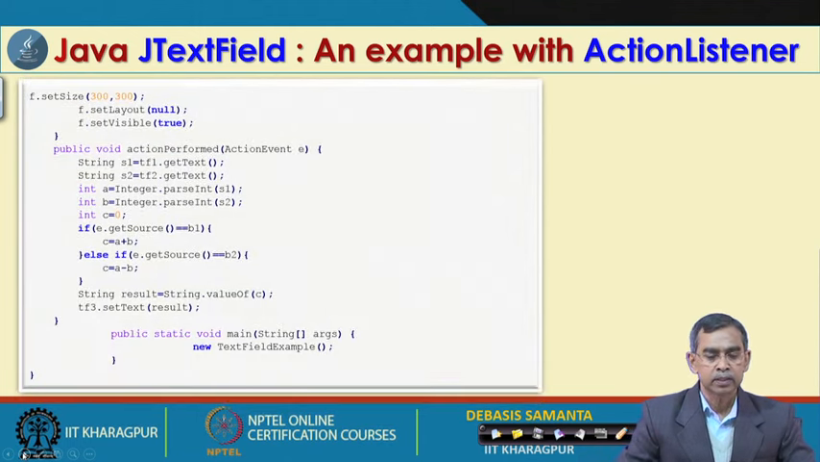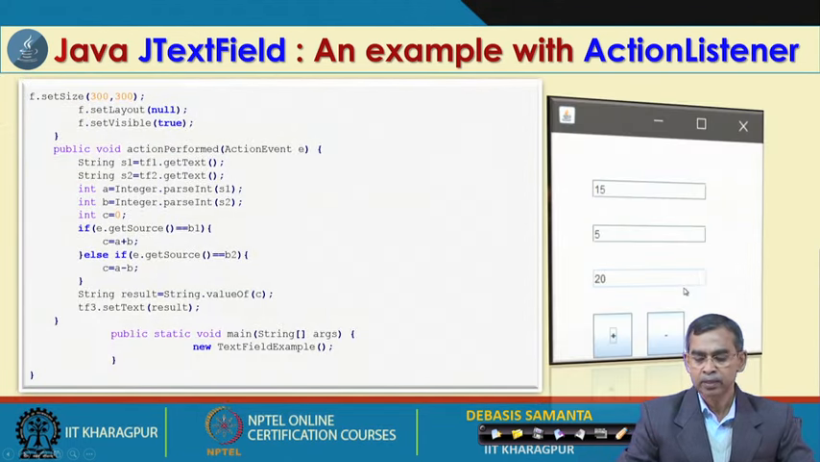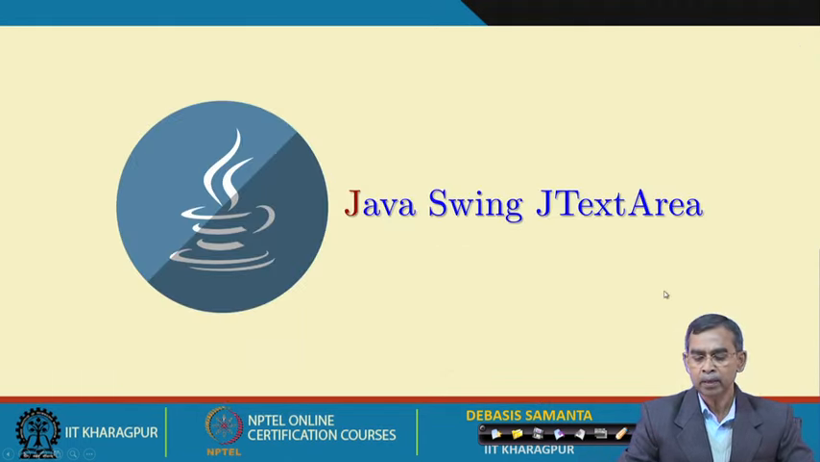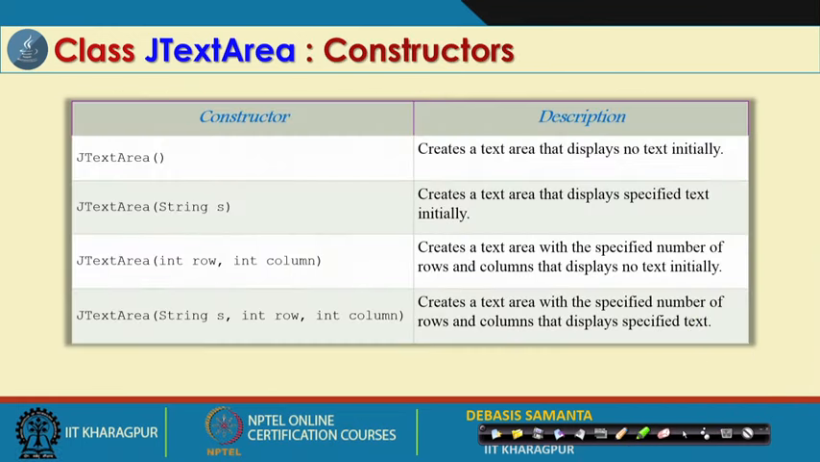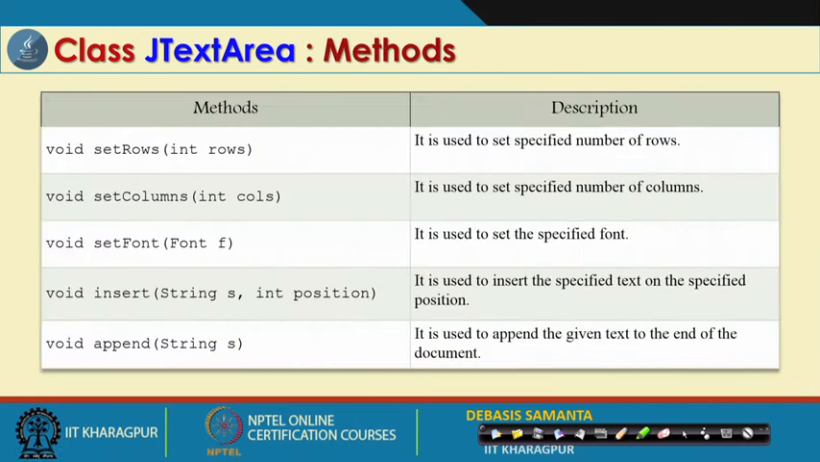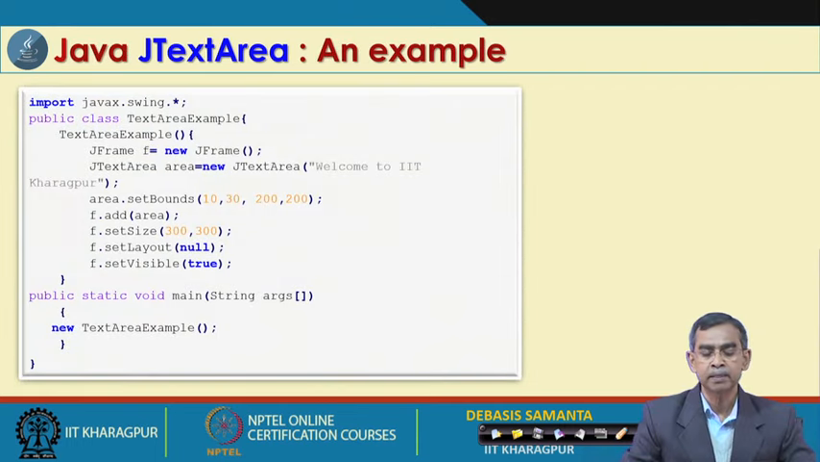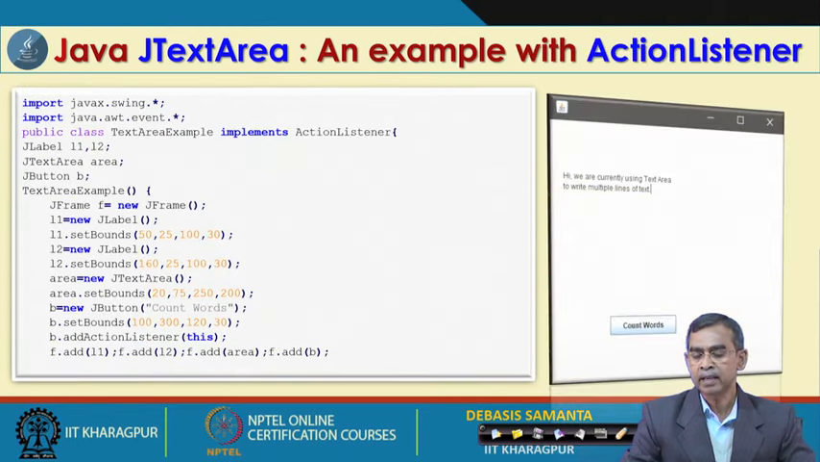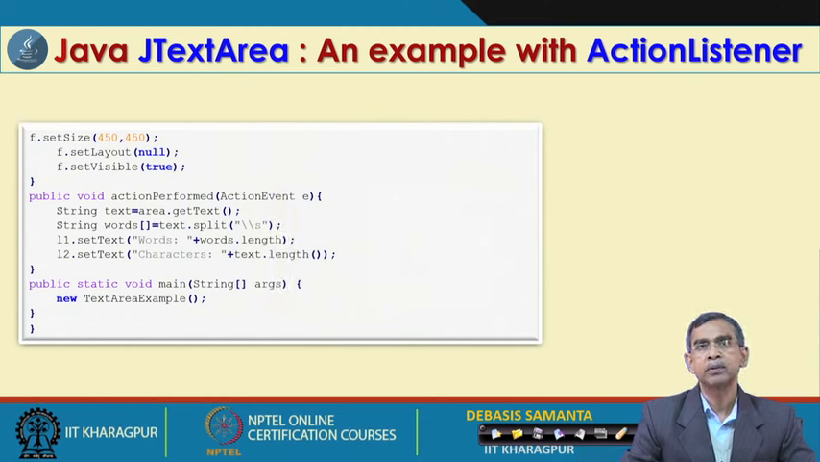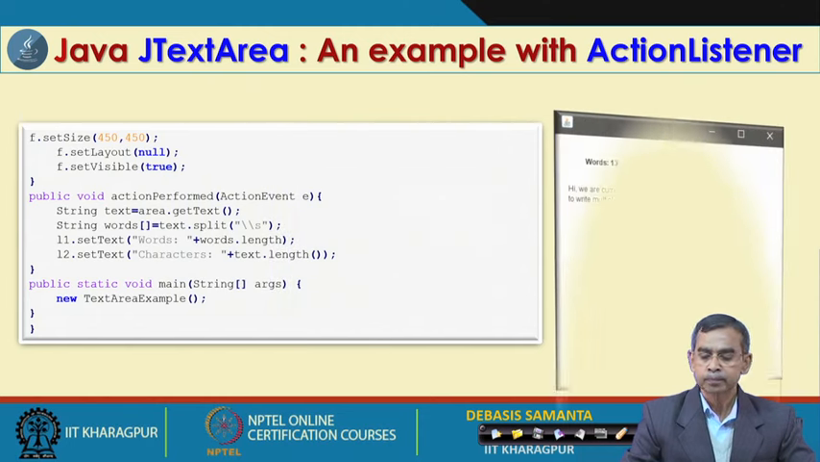Okay, so this is the text field example that we have discussed, and then the text area is also similar to the text area that we discussed in the context of AWT. It has four different constructors and five different methods, and this is a very simple example of the text area that will come like this. And an action listener can also be added, and how the text field will work is shown there.